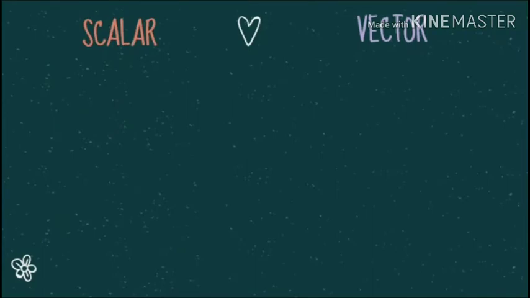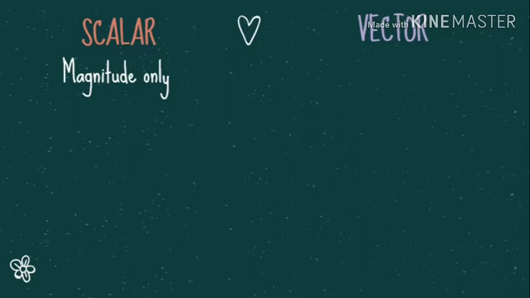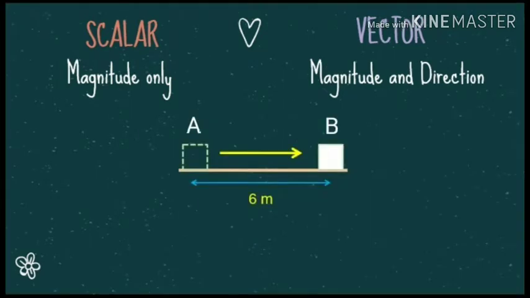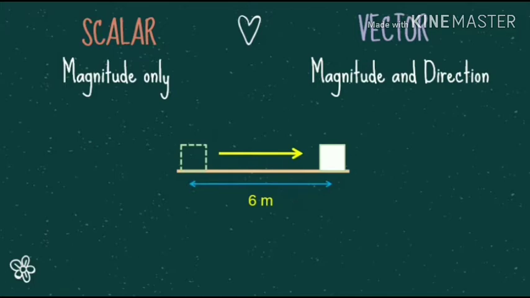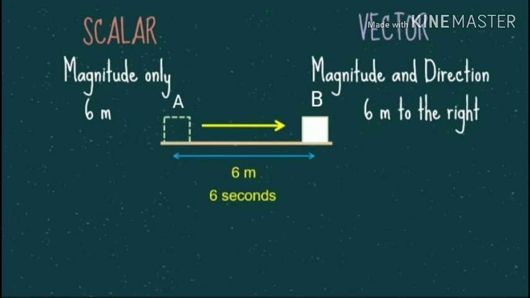What is the difference between a scalar and a vector? A vector quantity has a direction and a magnitude, while a scalar has only a magnitude. To make it easier, let me give an example. A block is pushed from point A to point B as far as 6 meters. Scalar quantity is 6 meters, where 6 meters is the magnitude. Vector quantity is 6 meters to the right, where 6 meters is the magnitude and to the right is the direction.